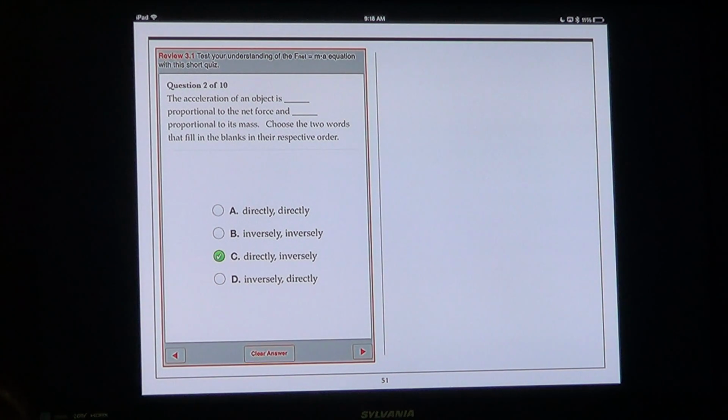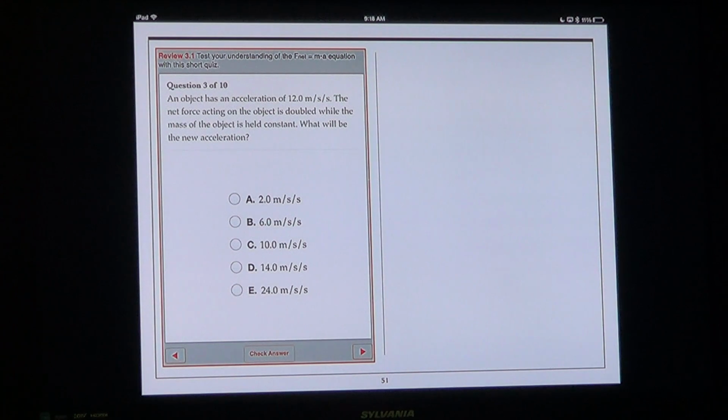Good. So directly proportional to the net force means as the net force goes up, the acceleration goes up. Inversely, as mass goes up, acceleration goes down. Okay, an object has an acceleration of 12 meters per second per second. The net force acting on the object is doubled while the mass of the object is held constant. What will be the new acceleration?